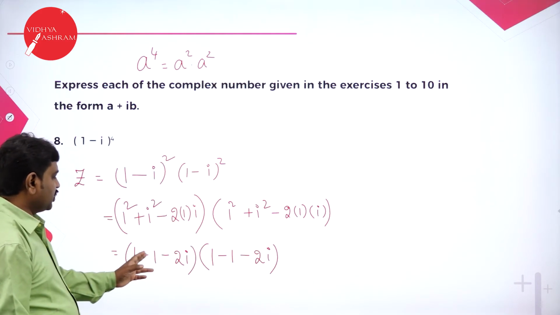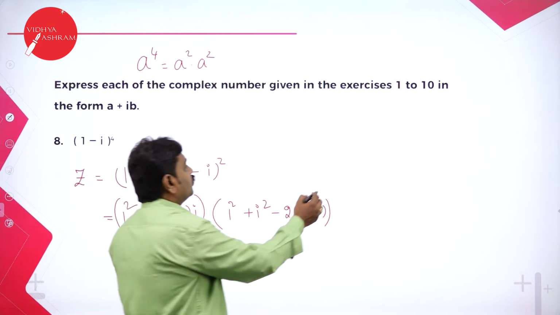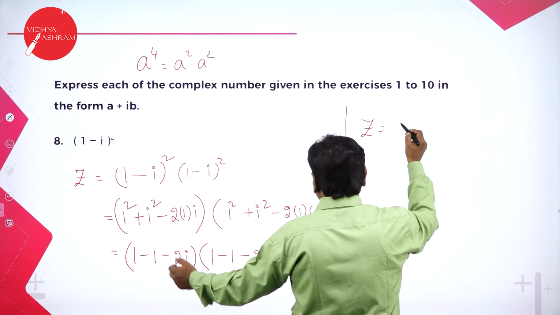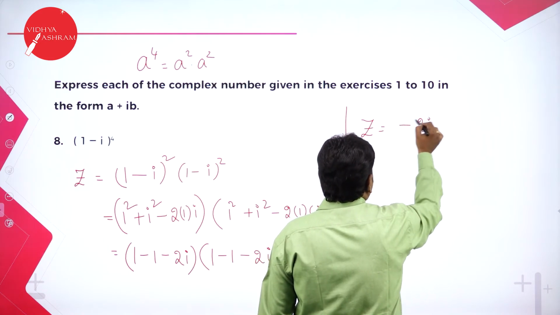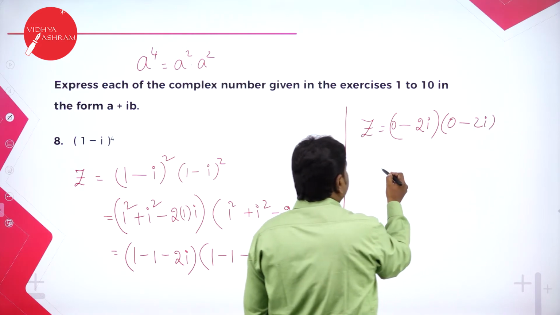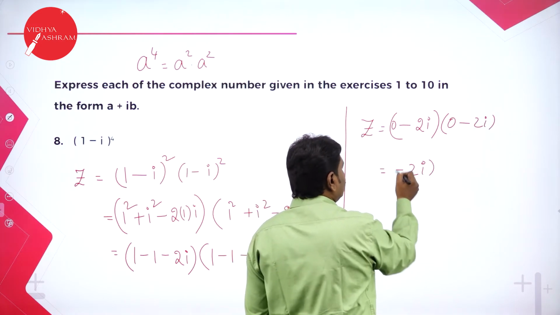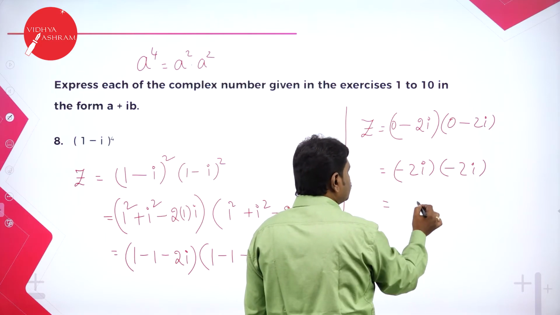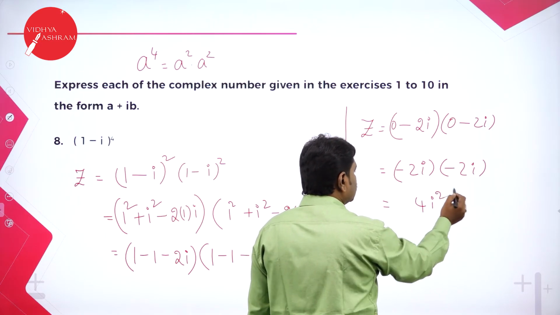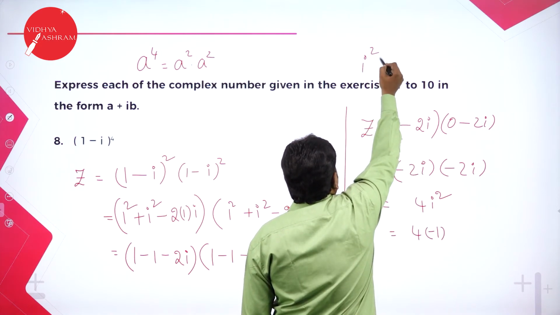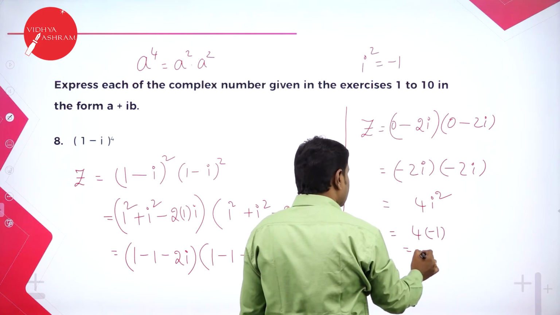Like terms. 1 minus 1 is what? 0. So Z is equal to 1 minus 1 is 0, it will become just minus 2I. 0 minus 2I, this is also 0 minus 2I. Leave that term, so it will become minus 2I into minus 2I. Minus into minus is plus, 2 2s are 4, I square. So 4 into I square, you know what is I square value? In the beginning I told you I square is minus 1, so minus 4.